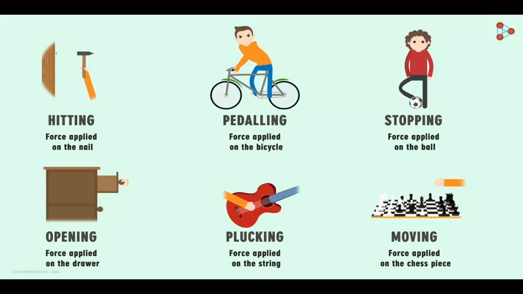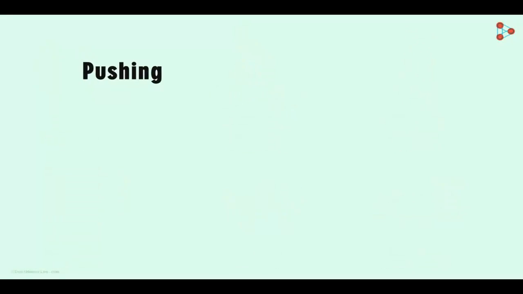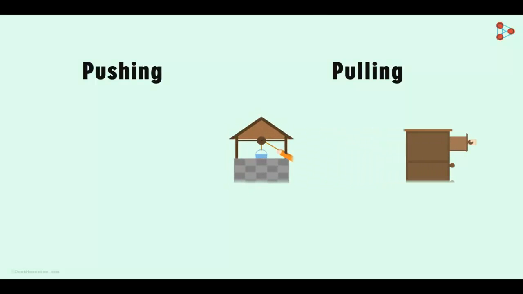But these are just a handful of simply too many actions that we can perform on the objects. And it's not possible to write each one of those. But we can categorize all these actions into two basic ones. That is, we can describe all these actions under two actions, namely pushing and pulling. For example, when we open this drawer, we are simply pulling the knob of the drawer to open it. Similarly, when we are drawing or lifting a bucket of water from the well, we are pulling the bucket towards us.